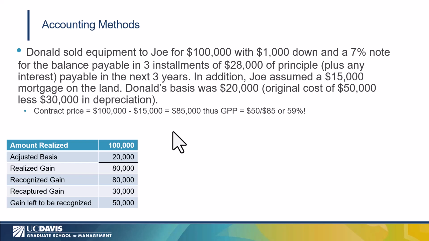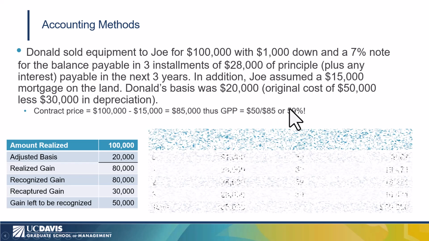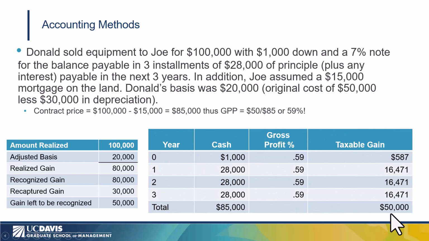So the 80,000 gain gets reduced by the recaptured depreciation of 30,000. That leaves only 50,000 of gain to be recognized. 50,000 divided by the contract price is 59%. And guess what's going to happen? We're going to recognize 50,000 of gain over each of the payments. That total 85,000, but there's the 50,000 gain that we needed to recognize. That recaptured gain gets recognized in the year of sale. So on top of the gain of 587, we would also recognize the recaptured gain of 30. So 3587 would be the year 0 or year of sale recognized gain.